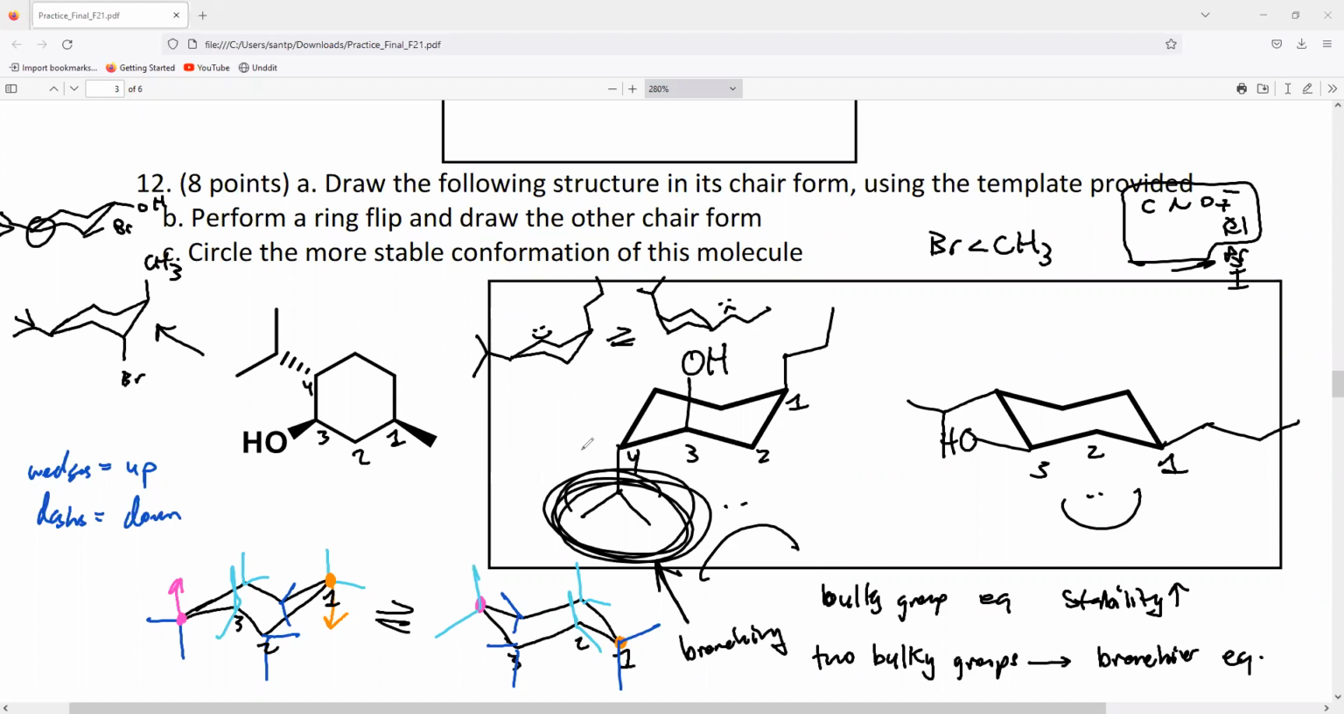Oh, that makes sense. So the one on the right is more stable because the branched one is equatorial. You mean the one on the left? Sorry, you mean this one? Oh yeah. Yeah, right. Okay, got it. Cool. All right. Nice. Good questions. All right. Cool. So hopefully that helps with 12.